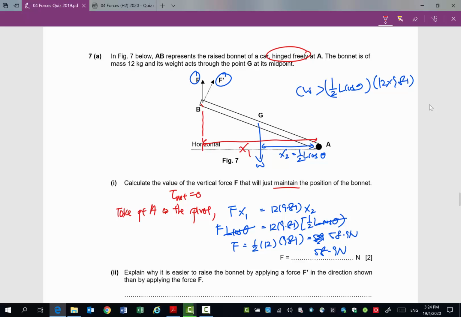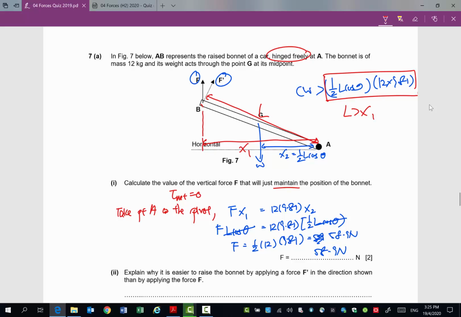But F prime would actually be a little bit more efficient than F, and the key reason is that for the same moment to be overcome, I am maximizing the perpendicular distance in this case. L is the hypotenuse, it must be greater than x1. So to achieve the same amount of moment required, which is basically just more than half L cosine theta times 12 times 9.81, the anti-clockwise moment provided by the weight.